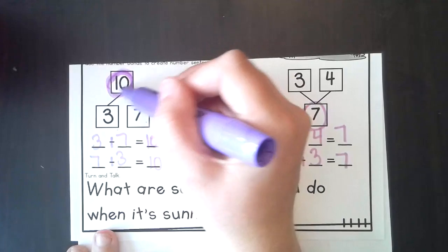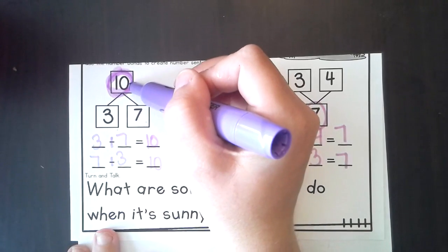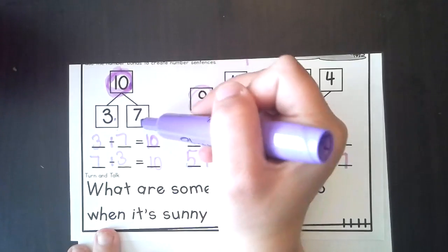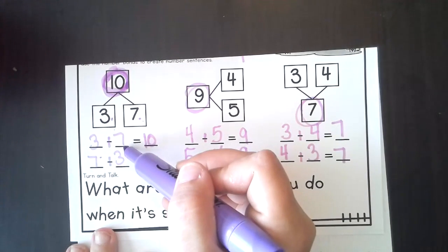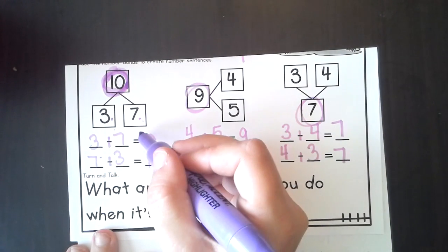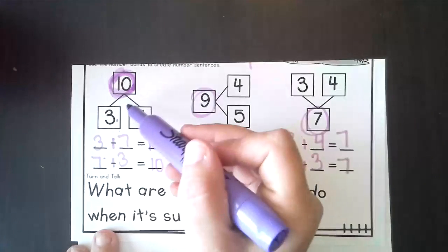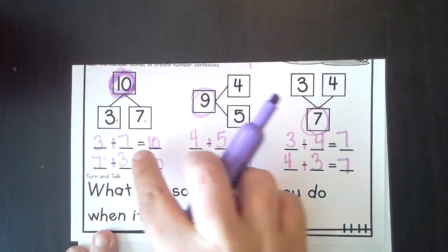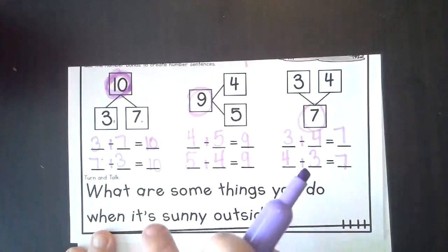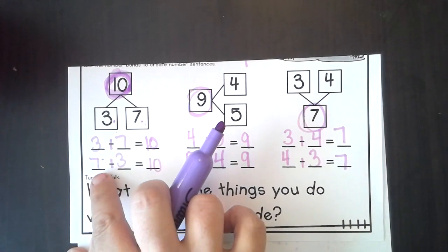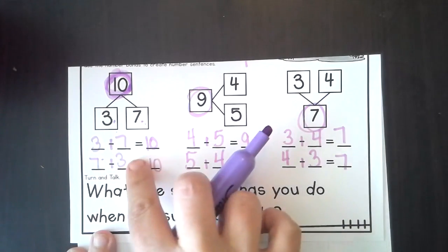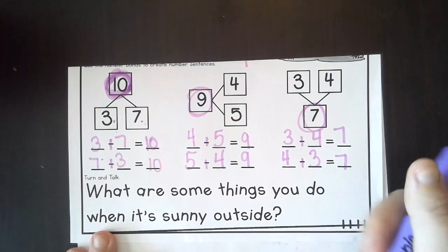We know this is the house of 10, and we know in the house of 10 we're going to have a 3 and a 7. I went ahead and wrote a 3 here and then a 7, and I know that it equals 10 because it's the house of 10. So I know when I put 3 and 7 together, it makes 10. I know another way to do that is to put 7 and 3 together, and that also makes 10.